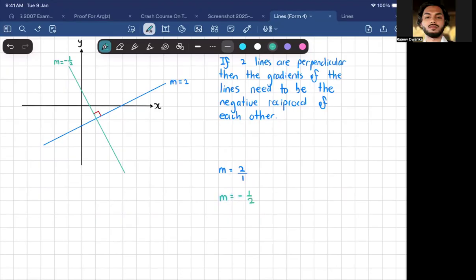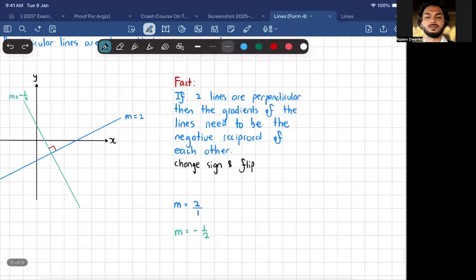Understand? Yeah. Right. So in simple words, all this means is that you're going to change the sign and flip. That's literally it. So if two lines are perpendicular, then the gradients need to be the negative reciprocal of each other. So if this is 2, then this one has to be negative a half, right?